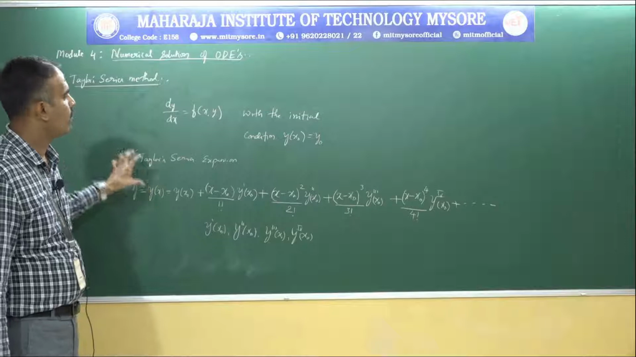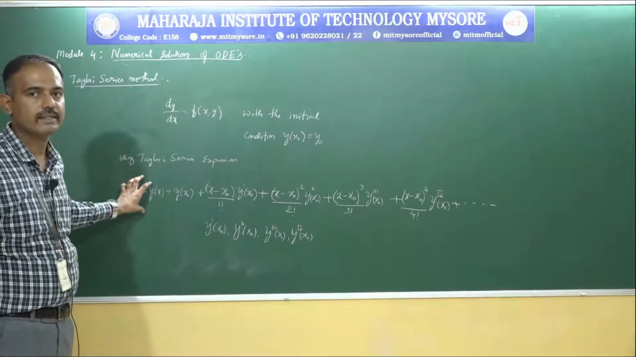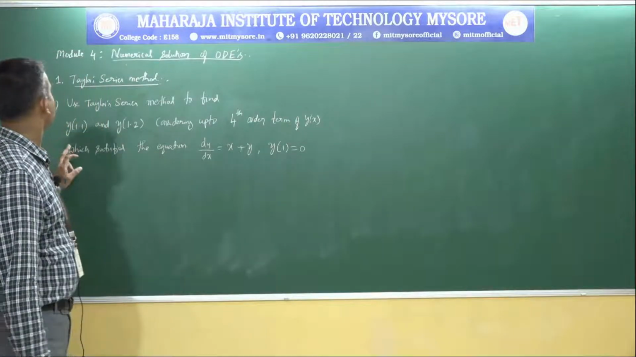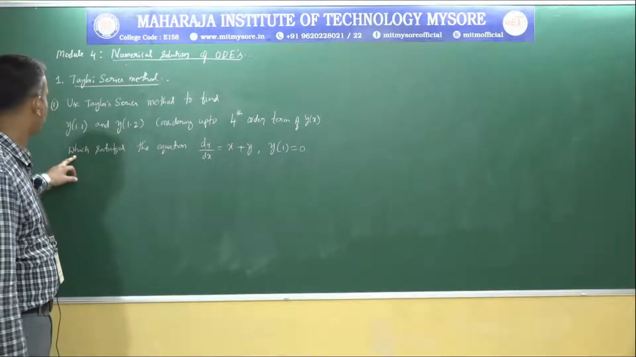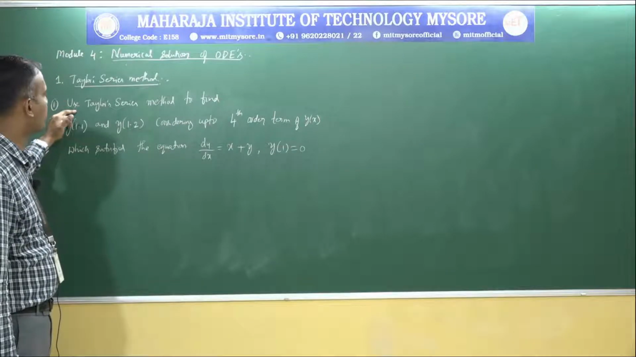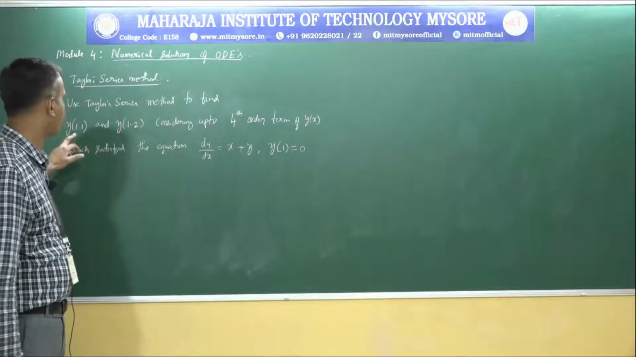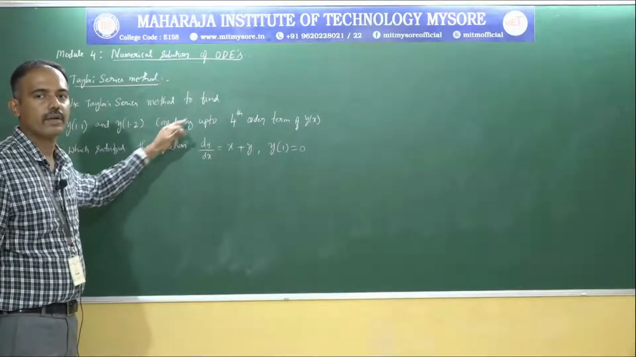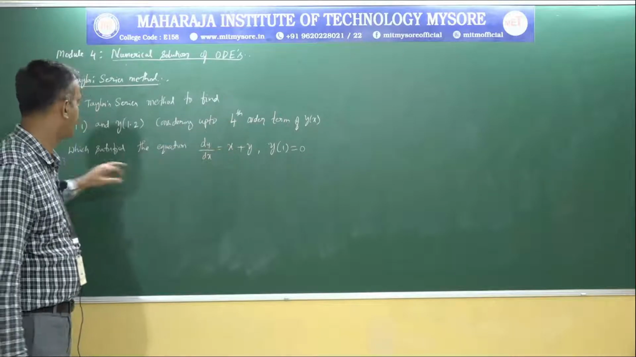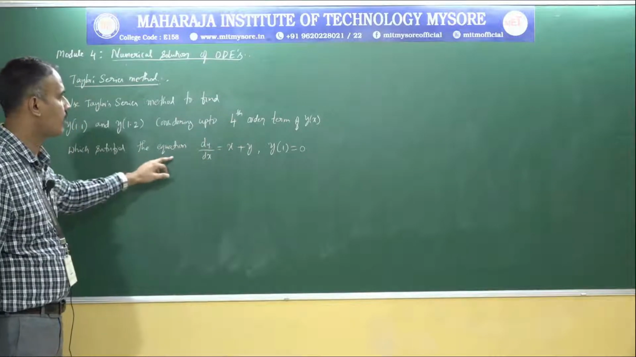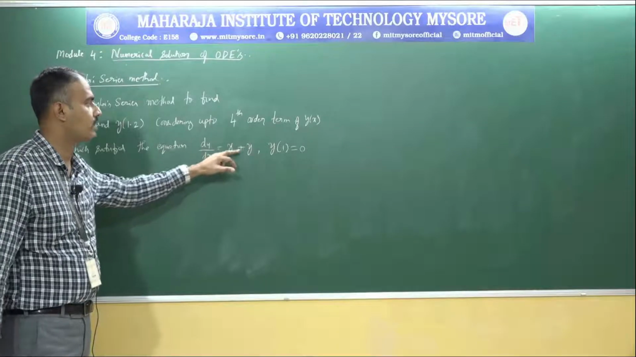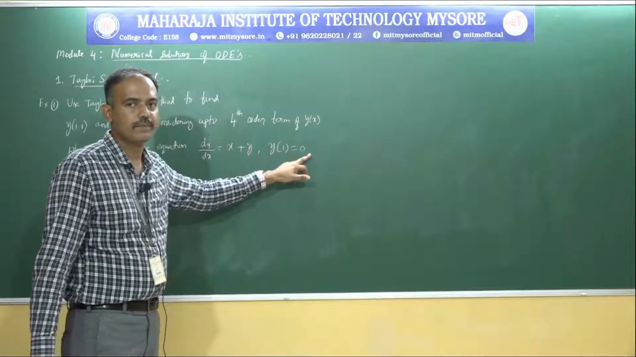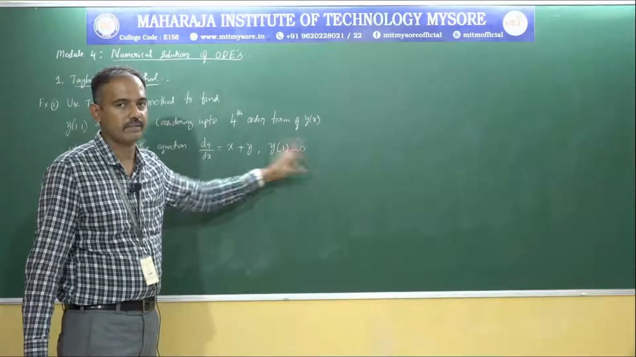Next, to discuss some examples on the Taylor series expansion. The first example we can consider here, using the Taylor series method: use the Taylor series method to find y of 1.1 and y of 1.2, considering up to fourth order term of y of x, which satisfies the equation dy by dx is equal to x plus y, with the initial condition given, y of 1 is equal to 0.